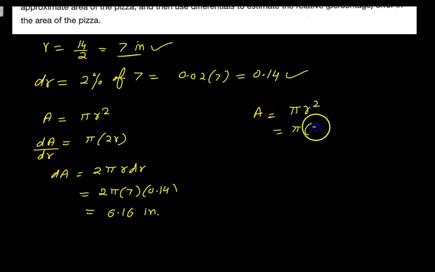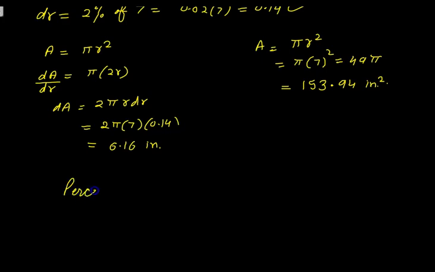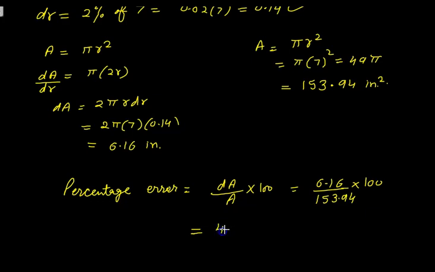and then we find the actual area, pi times 7 squared. We need this area value to get the percentage error, and we get this value as 153.94. The percentage error is given as dA over A times 100, and we get the percentage error as 4.001, which is nearly equal to 4%.